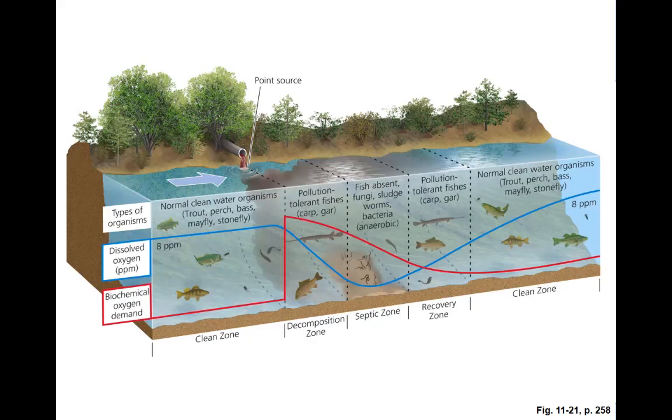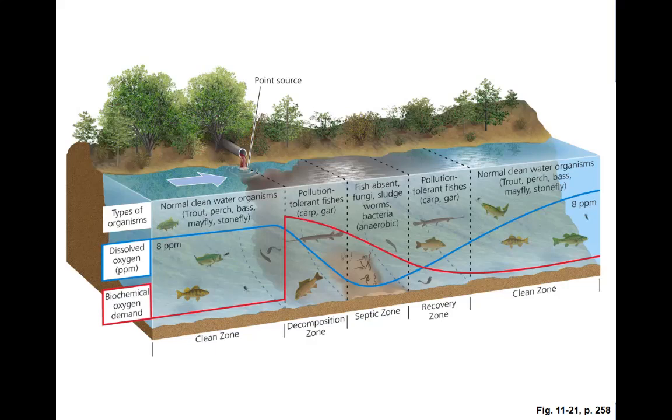Then you start seeing a recovery zone, which is going to go ahead and start having your pollution tolerant fish, again, carp, gar, these types of things, before the stream is able to kind of dilute the pollutant to a point where it's not causing huge problems. And you start seeing your trout, your perch, your bass, mayflies, stoneflies, these types of things in those areas.